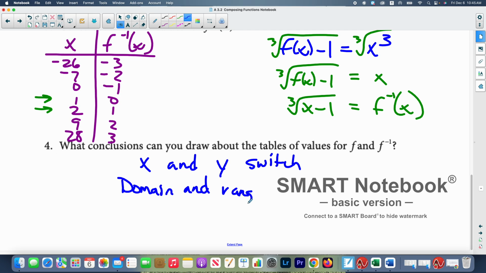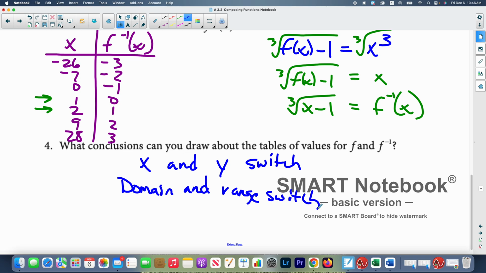So we could say the x and y's are switching. Would this be a correct statement as well, the domain and range switch? Yeah. If one x and one y switch and all x's and all y's switch, then we could say that also. Okay, so the domain and the range switch.